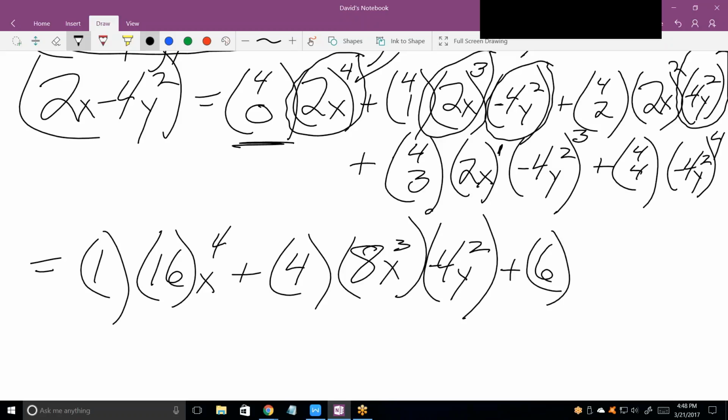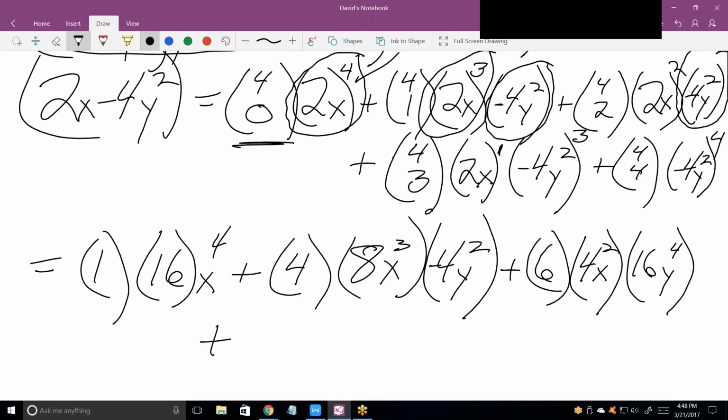What's 2x squared? 4x squared. And what's minus 4y squared, squared? 16y to the 4th. And that's a plus 16.